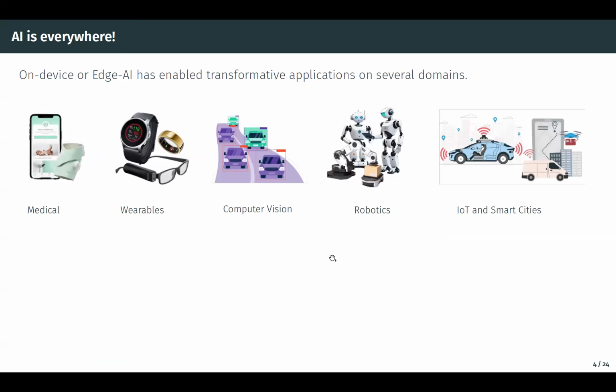As I said, AI is everywhere these days: in our pockets, in our bags, in our closets, in our homes. There is so much scattered compute around the world, and most of it is not used for AI purposes. One of the main goals of this field is how we can enable using these devices for AI, and how we can make lives better with them. We have devices for medical purposes that can be apps on mobile phones. We have wearables, computer vision, robotics, IoT and smart cities.